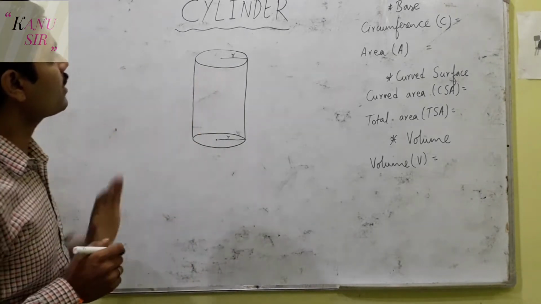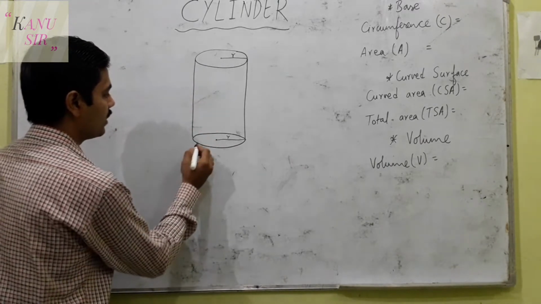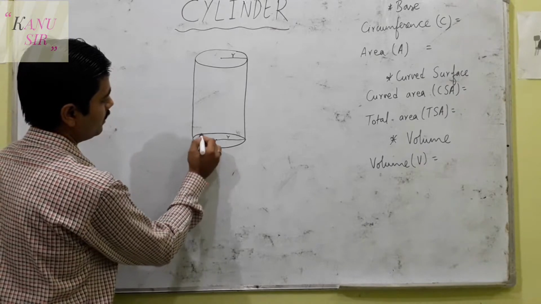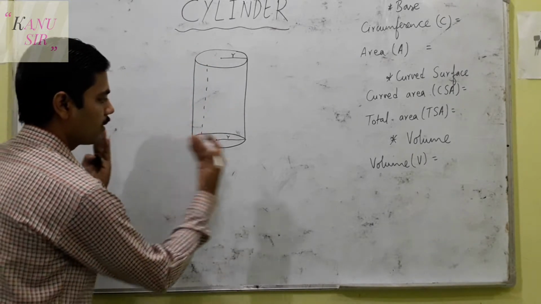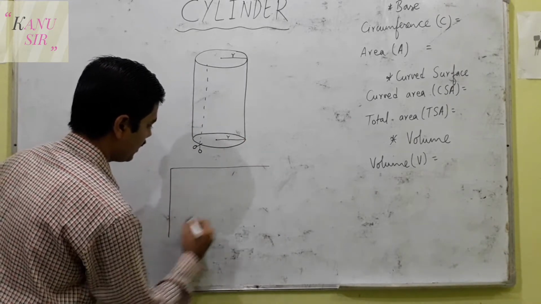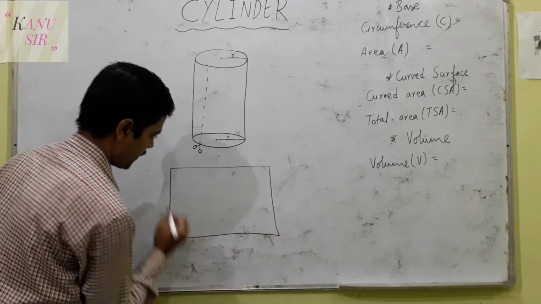Now to understand the formula, I will suggest you cut this cylinder from the middle with scissors. If you cut this cylinder from the middle, then you will find a rectangular image of the cylinder.